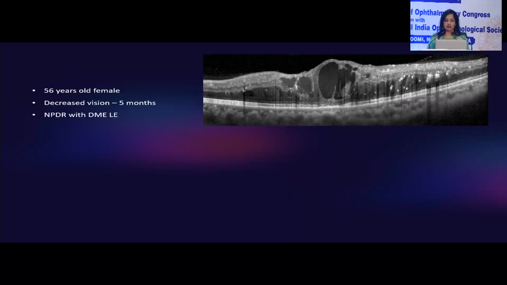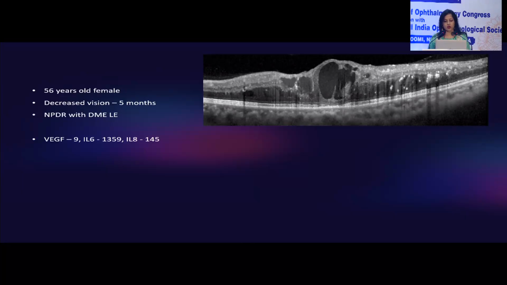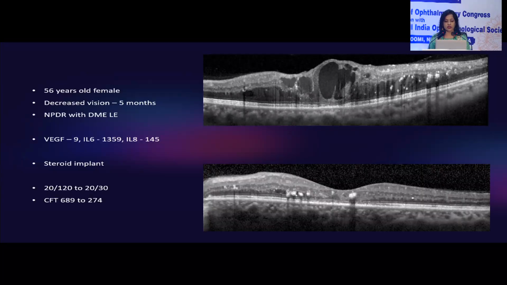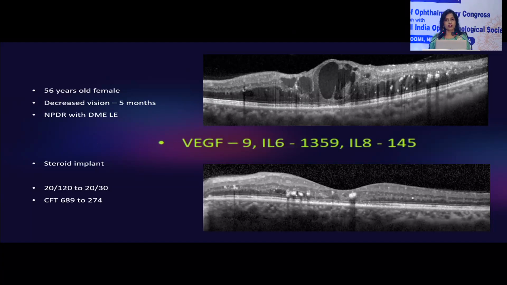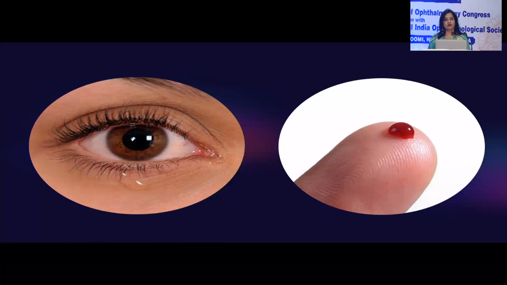Now let's see this lady. She's a 56-year-old female who came with decreased vision of 5 months. She had NPDR with DME, and this was her biomarker profile. You can see that the inflammatory biomarkers are much higher than VEGF, and we gave her a steroid, and look at the response. It's fantastic. Imagine if even before the injection, if we could predict that this was going to be her outcome using steroids, and that too with something as simple as a tear sample or a drop of blood, the patient would have been extremely relieved with more targeted treatment.